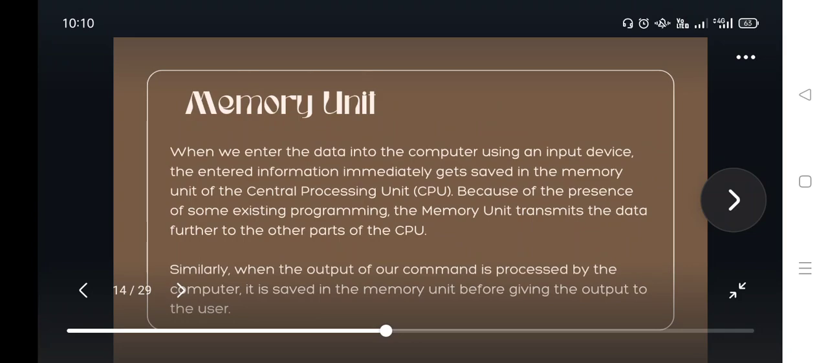When we enter data into a computer using an input device, the entered information immediately gets saved in the memory unit of the central processing unit, or CPU, because of the presence of some existing programming. The memory unit transmits the data further to the other parts of the CPU. Similarly, when the output of our command is processed by the computer, it is saved in the memory unit before giving the output to the user.